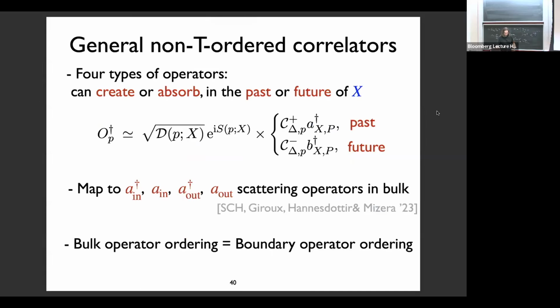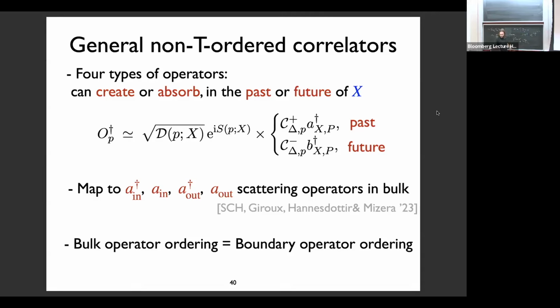And okay, we'll skip this. So you can do this for non-time-ordered, like the inclusive things I described. The basic picture is that you have 4 time operators. Every time you have a particle in the bulk, you have an operator that creates it, another that absorbs it, but you can do this from the future or from the past. You have always four types of operators, and this maps to in and out creation and annihilation operators in scattering theory. So this nicely maps to each other.